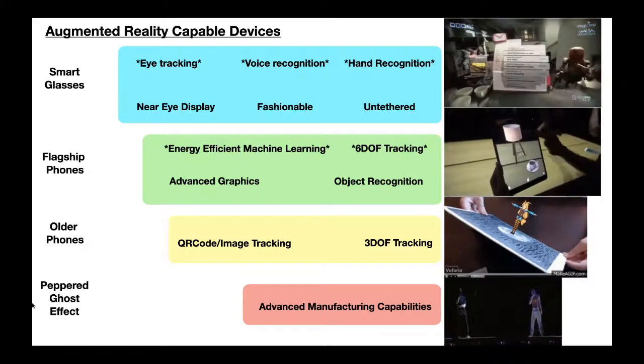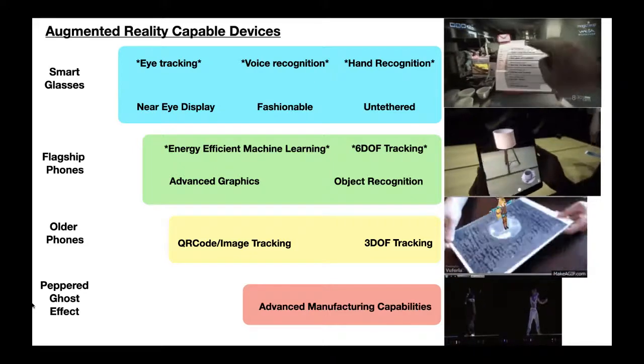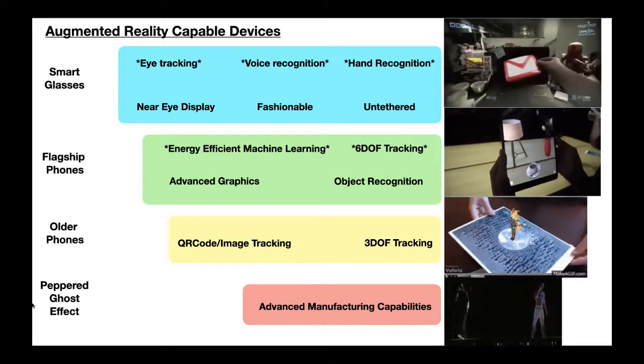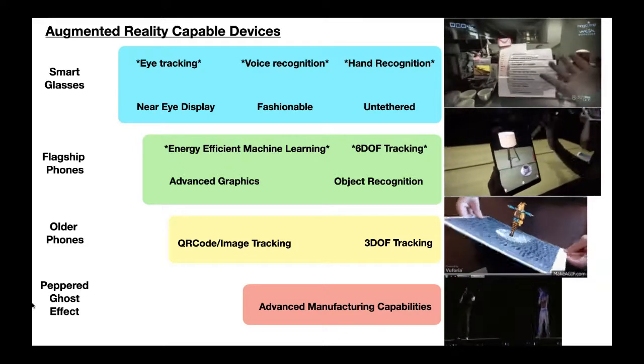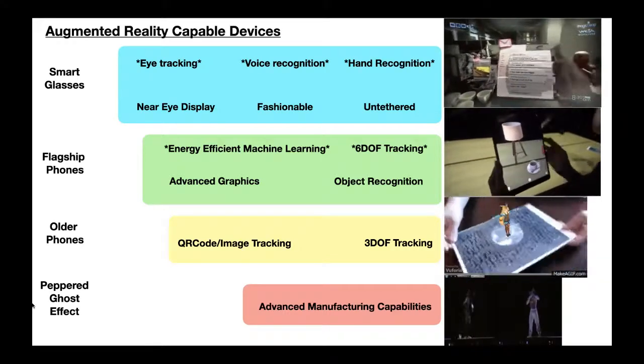And then untethered. So again, there are many headsets out there, but not all of them are wireless. For the best pair of smart glasses, I think it needs to be something that's not hooked up to anything and allows us to walk around.